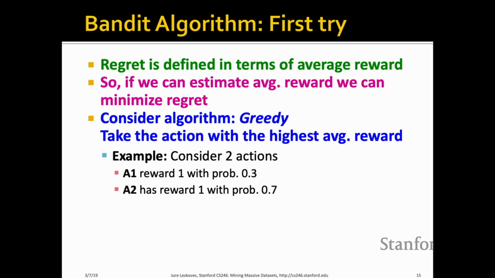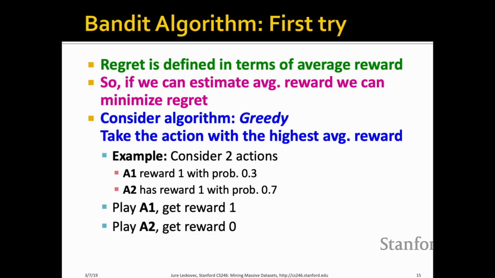Let's think about it. Okay, so we make it easy. We make k equal 2. So we have two different actions. And we know that action 1 gives reward 1 with probability 0.3, and action 2 has reward 1 with probability 0.7. Okay, so arm 2 appears to be strictly better than arm 1, right? Now let's see what happens. You play A1, and you get a reward of 1. You play A2 instead, and you get a reward of 0.